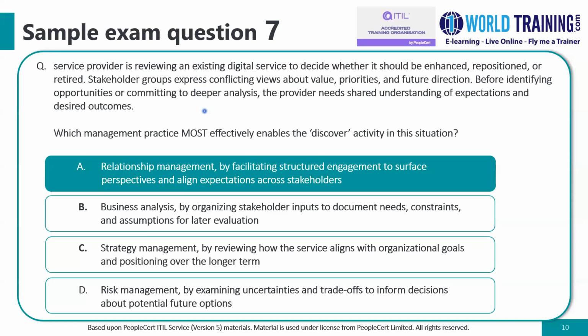Risk management, choice D, is also incorrect because it is about defining, agreeing, and communicating the organization's risk appetite and risk management approach. So it mainly evaluates uncertainty after the direction and expectations are clear and does not resolve stakeholder disagreement.